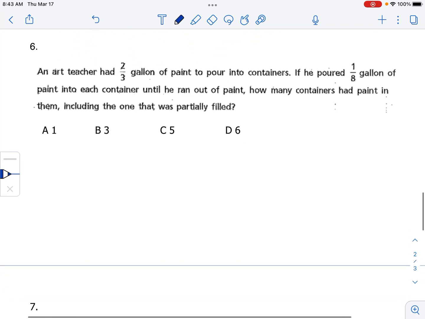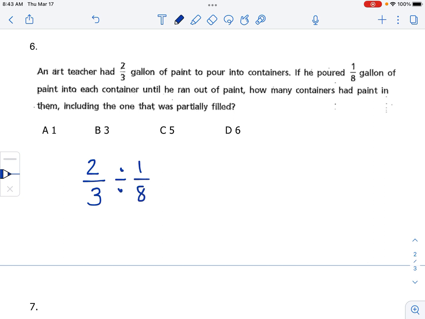All right, number 6. An art teacher had 2/3 gallons of paint to pour into containers. He's pouring 1/8 gallon into each container. All right, so the total amount of paint is 2/3. That's what we're starting with. And we want to make groups of 1/8. That's going to go into each of the containers. So we'll do keep, change, flip.